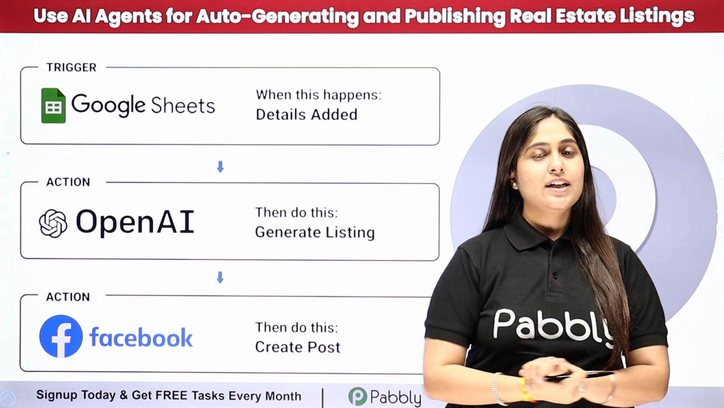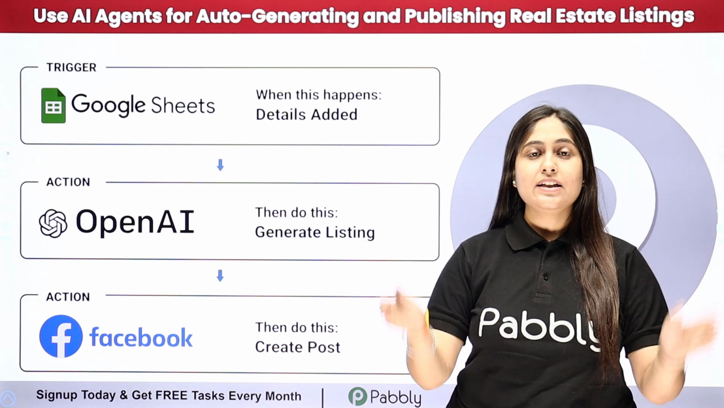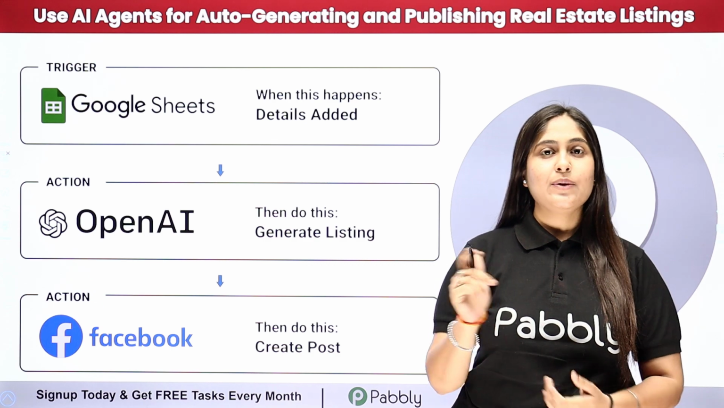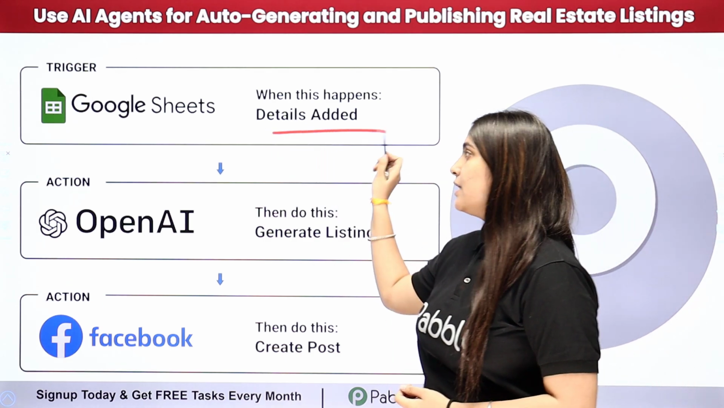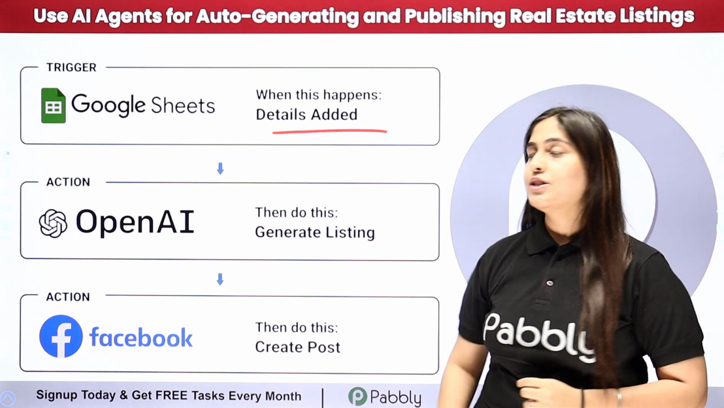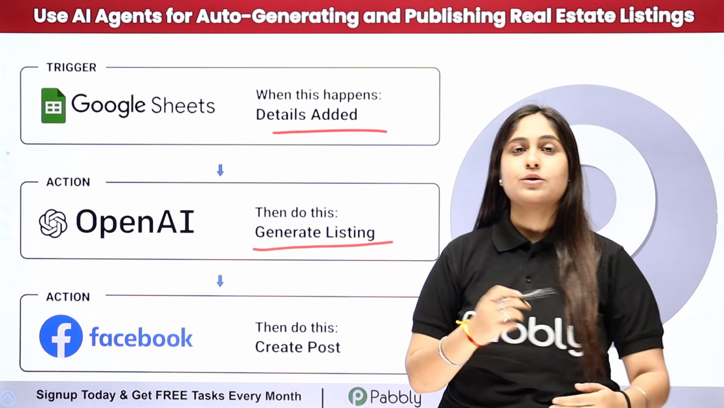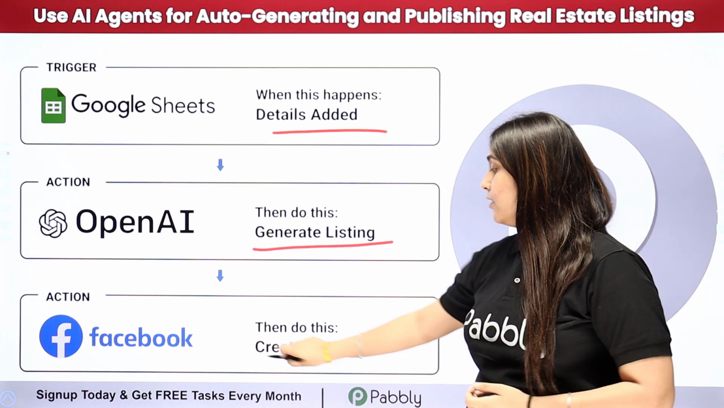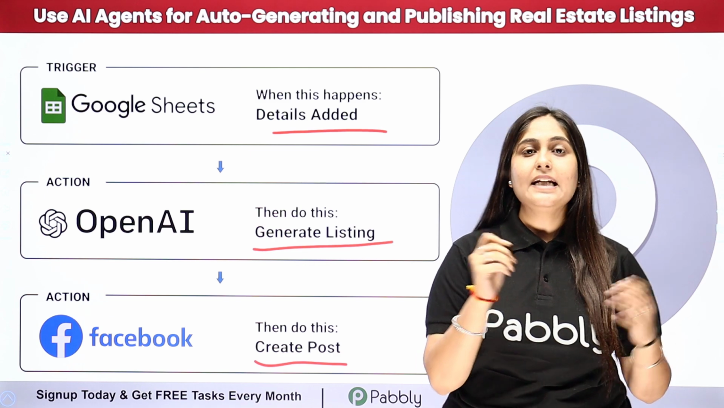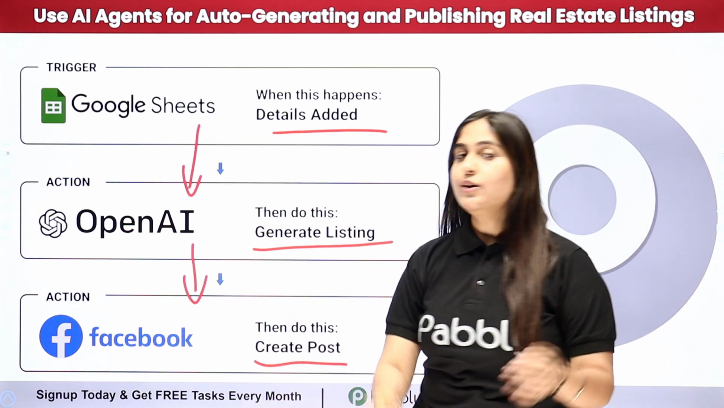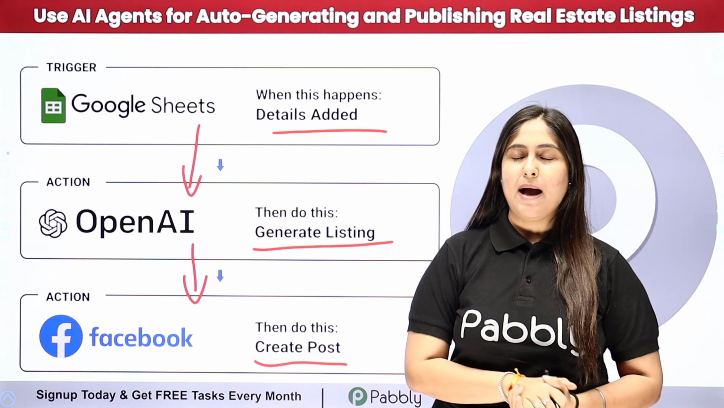So as the owner of a real estate company, I want to create the real estate listings using an AI. Now here my objective is that when I add a new detail in my Google Sheets about any property, then automatically using the details, OpenAI should generate the listing, and after that automatically that should be posted on my Facebook page as well. So to automate the entire process, I need to connect my Google Sheets with OpenAI and my Facebook account using an automation software named Pabbly Connect.